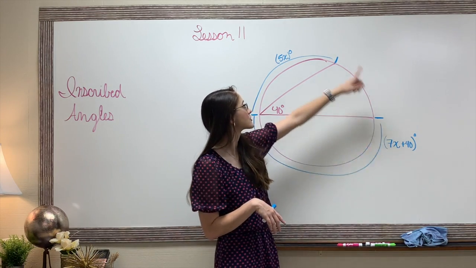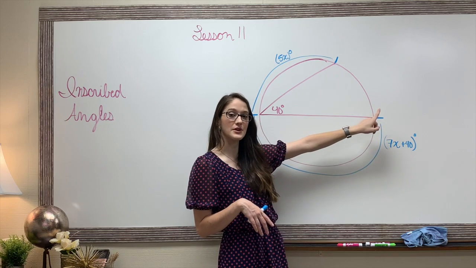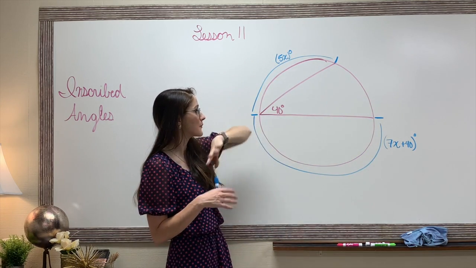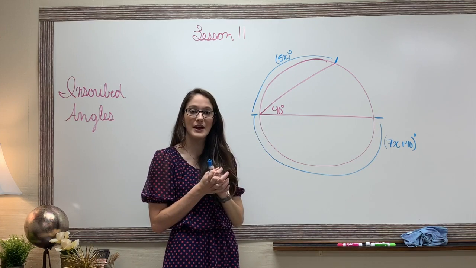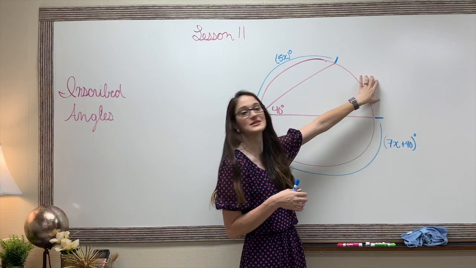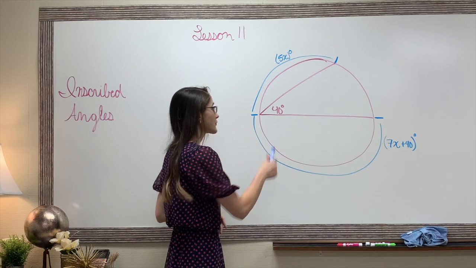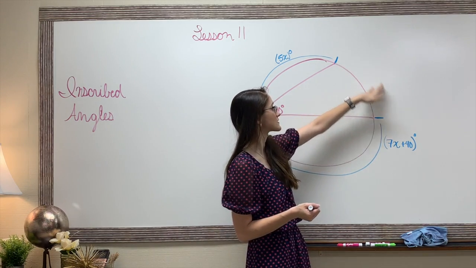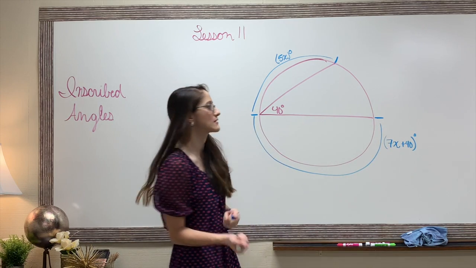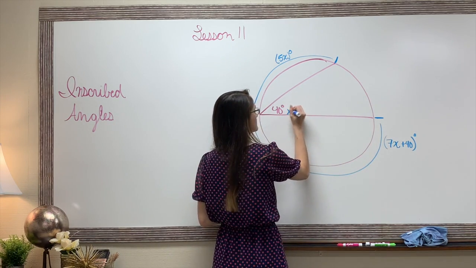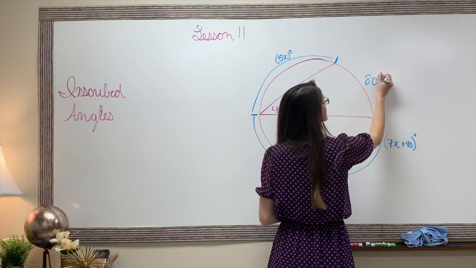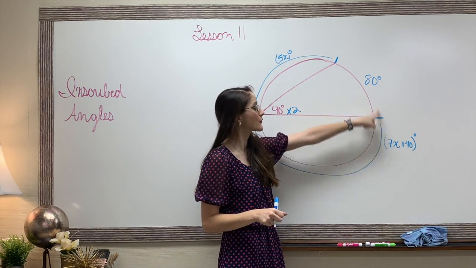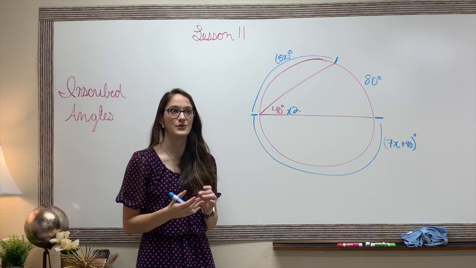We know that the measure of this full circle is going to be 360 degrees. We know this part, we know this part, we can add those together, but we're still needing to know what is the measure of this part. So if we know that the inscribed angle is 40, the central angle, also the arc, is going to be 80. So now that I know that piece of information, I can add all 3 of these together to solve for 360 degrees.